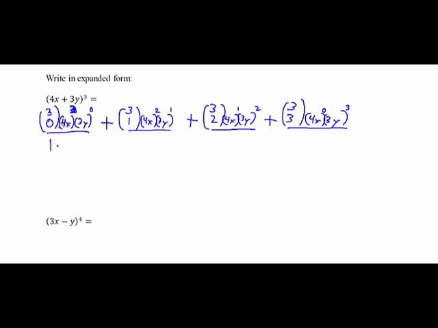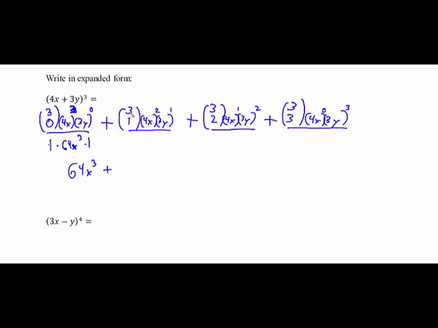Now here I'm going to go 4x quantity cubed. So that's 4 times 4 times 4, x times x times x. That's 64x cubed. And 3y to the 0 power is just 1. So 1 times 64x cubed times 1 is 64x cubed. There's the first term of my 4-term problem.